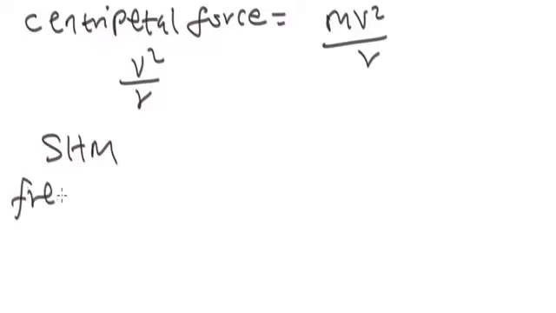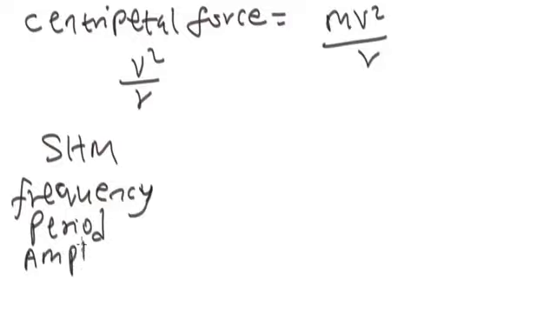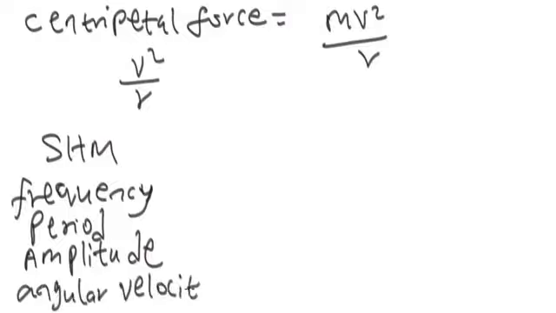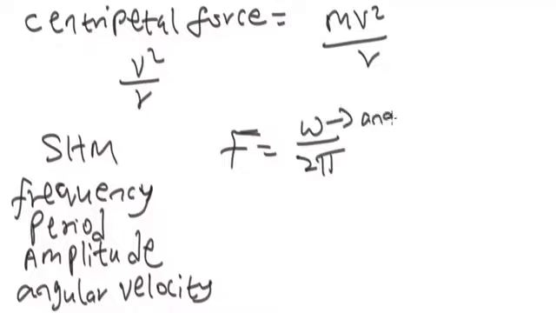We have frequency, we have period, we have amplitude, we also have angular velocity. Alright, so we're going to look at these basic four terms in simple harmonic motion. Let's begin with frequency. Frequency in simple harmonic motion simply refers to the number of oscillation per time of a body undergoing simple harmonic motion. Frequency is calculated using W over 2 pi, where W is the angular velocity.